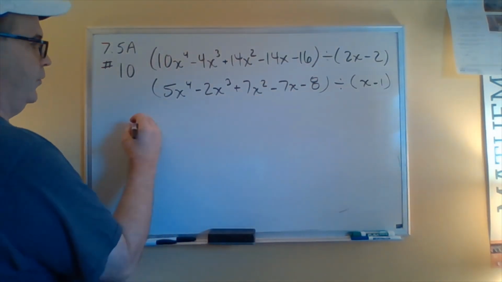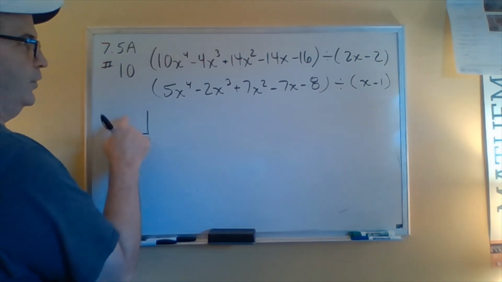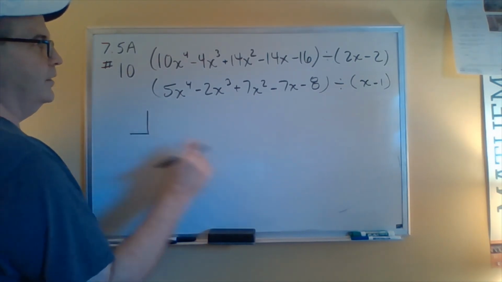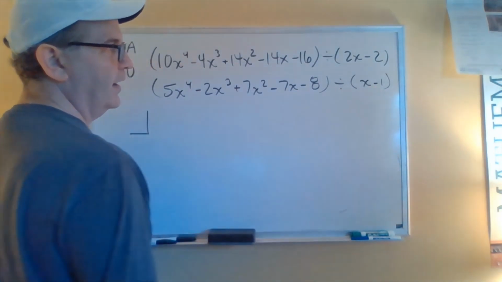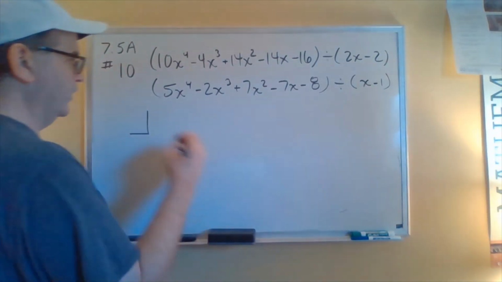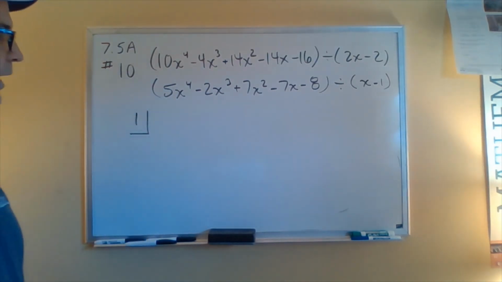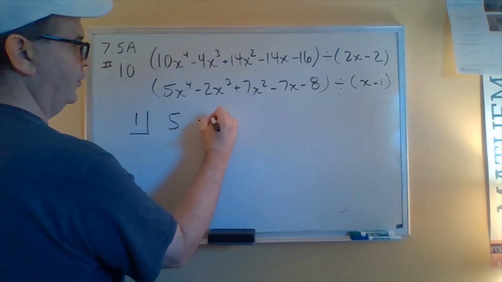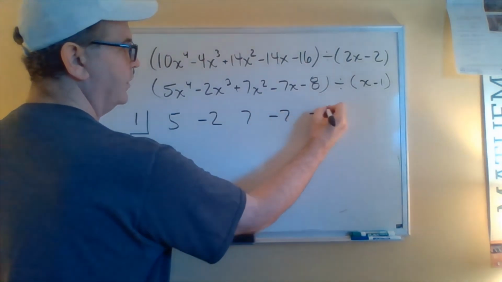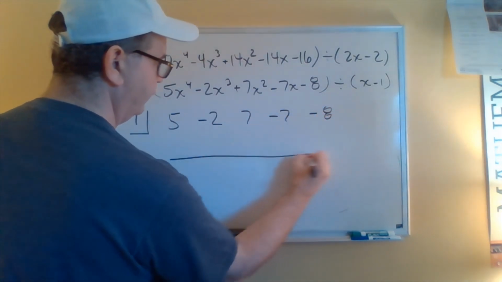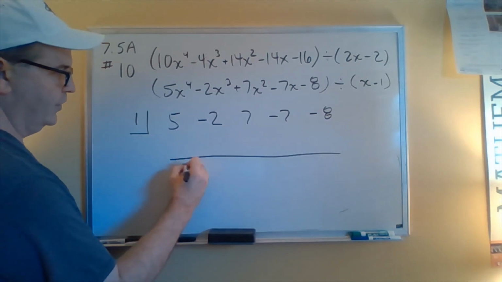So here is our problem. We're going to be doing it by synthetic division. What goes in my divisor box over here? It's whatever sets our divisor equal to 0, and that would be when x is 1. 1 minus 1 equals 0. So we'll put that 1 in our divisor box. And we'll list our coefficients: 5, negative 2, 7, negative 7, negative 8. Start our division line, carry our first number down.